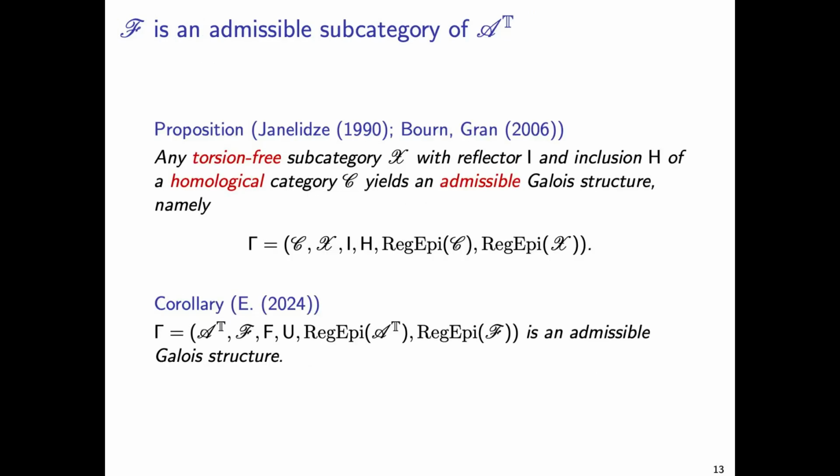Okay, so as I said before, we wanted to study the Galois structure arising from the reflection of AT in F. So the question is, is this admissible? And indeed, combining two results by Nadja Egner and Santiago and Louvain, one sees that any torsion-free subcategory in a homological category yields an admissible Galois structure, where we can take the classes of extensions to be the regular epis in C and X respectively. And as we've shown that F is indeed torsion-free in AT, we get this Galois structure Gamma to be admissible.